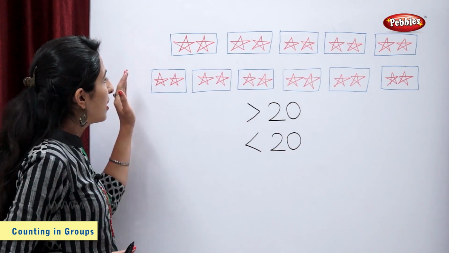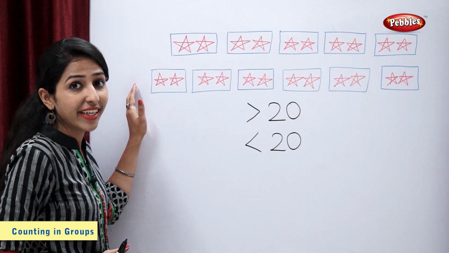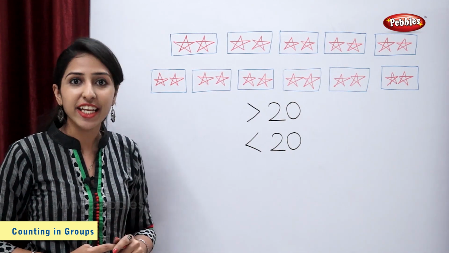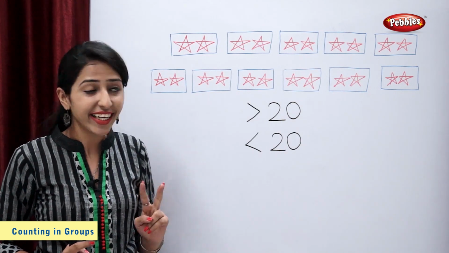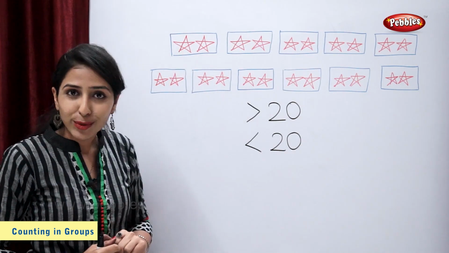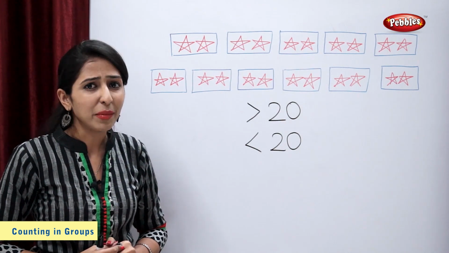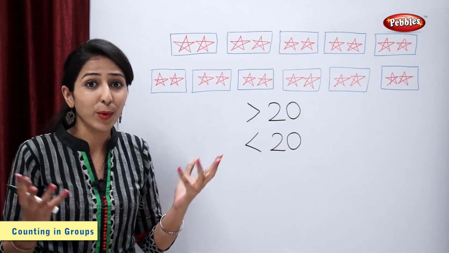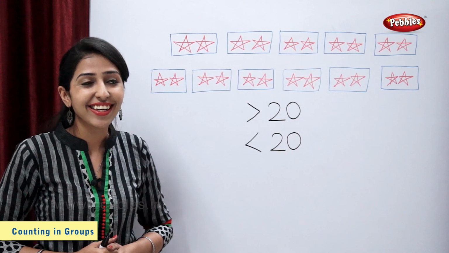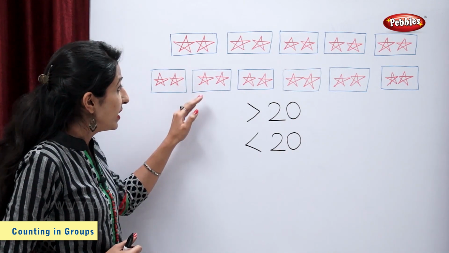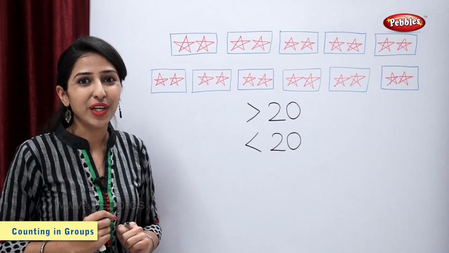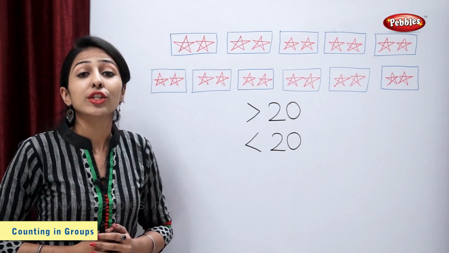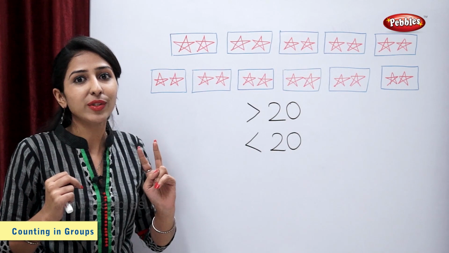5 plus 6, that is equal to 11. So there are total 11 pairs containing 2 stars each. Tell me students, now what is the total number of stars? 11 pairs with 2 stars each. So that is equal to 22. So we have 22 stars.